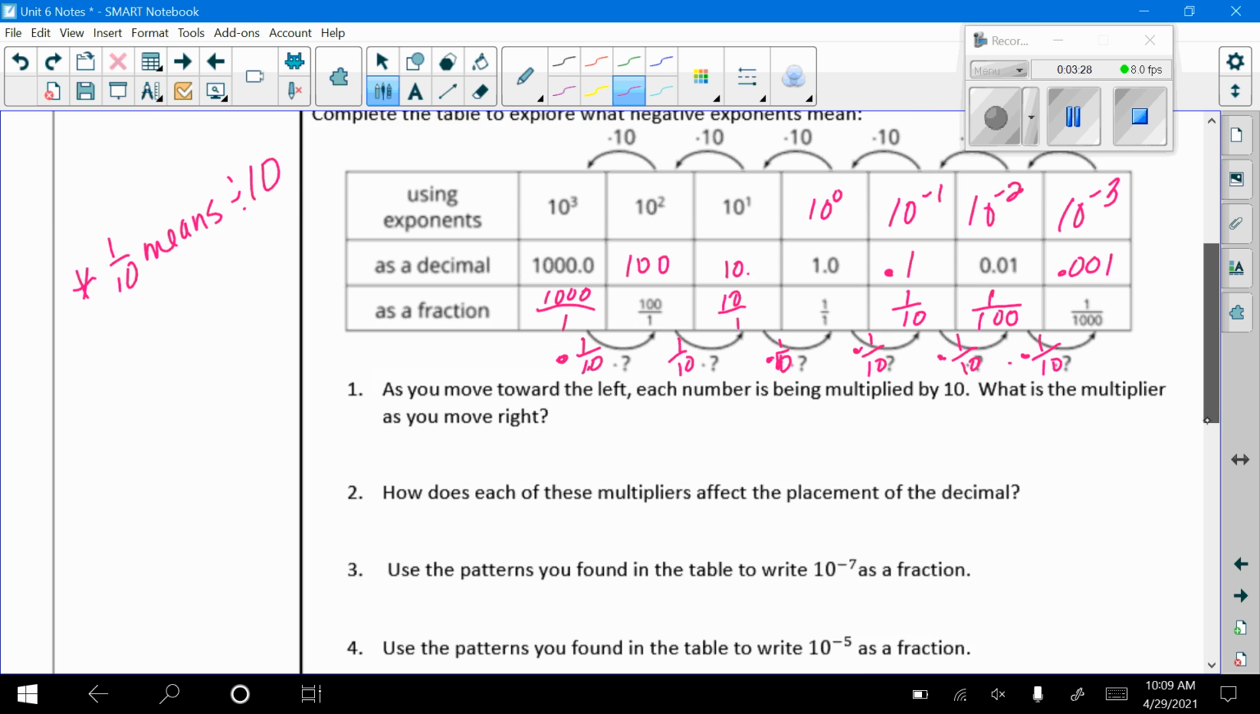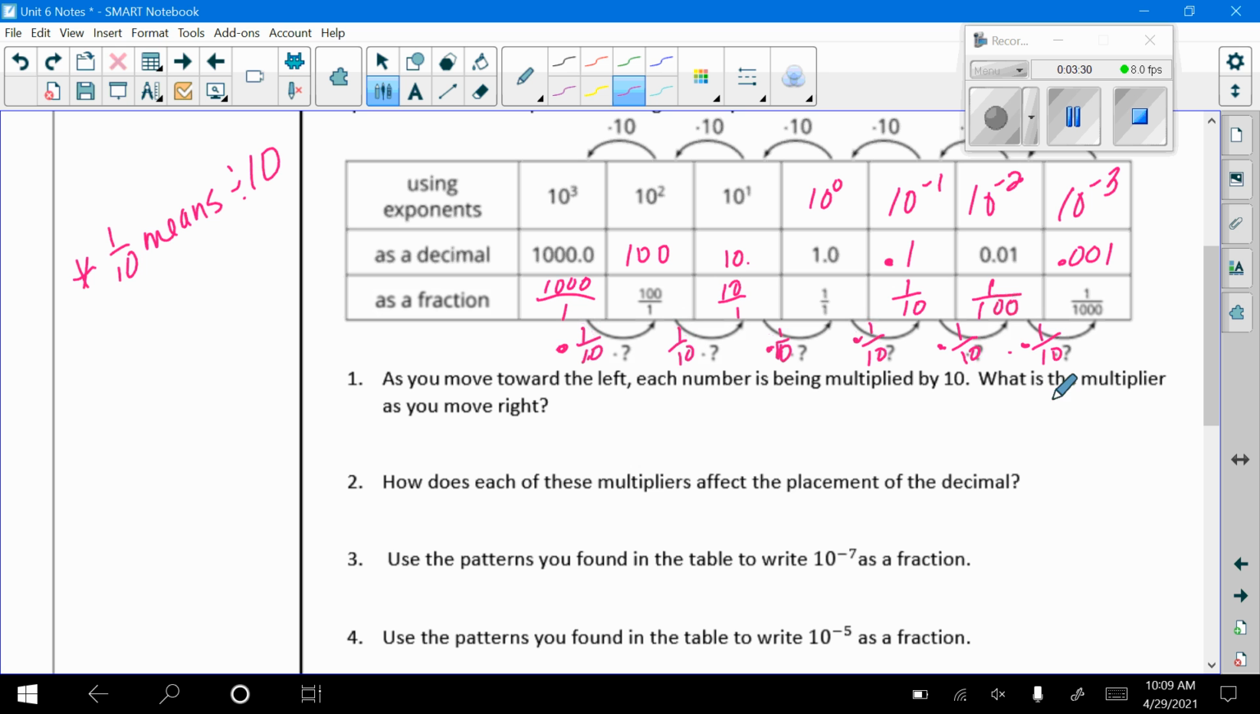So as we look at this, it says what is the multiplier as you move right? It is going to be 1/10. How does each of these multipliers affect the placement of the decimal? Well, it moves the decimal 1 place value.